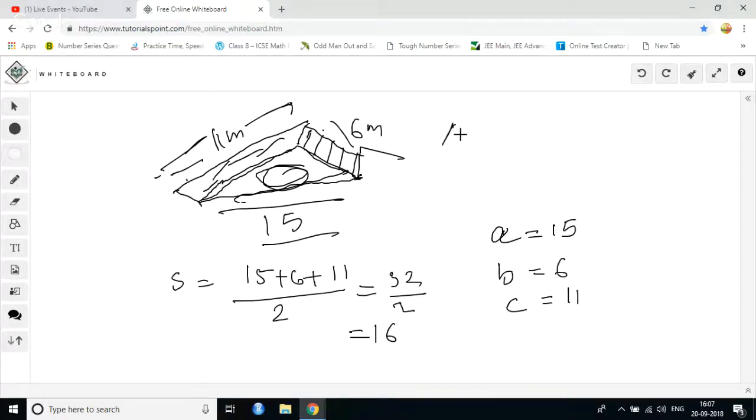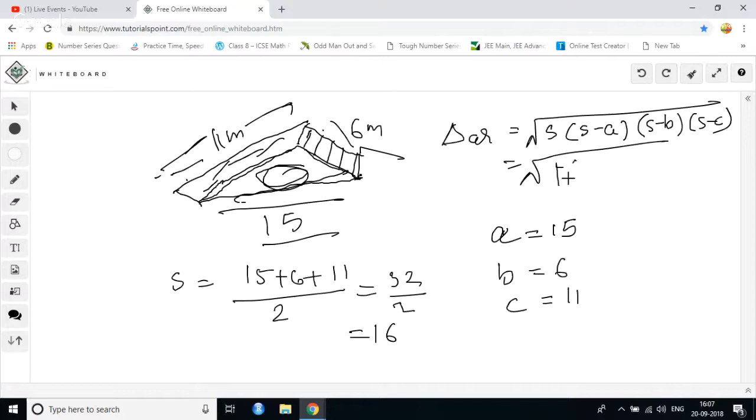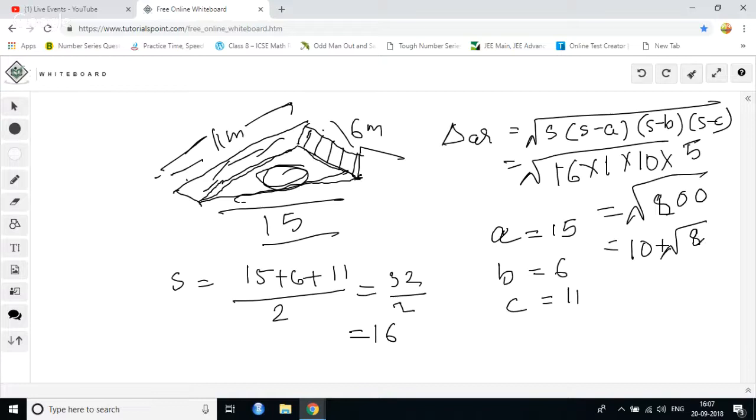So the area of the triangle would be under root S, S minus A, S minus B, S minus C. So S is how much? 16. So 16 multiplied by S minus A, 16 minus 15 is 1. S minus B, 16 minus 6 is 10. S minus C, 16 minus 11 is 5. So how much does it come out to be? 800. So the area would be under root 800. How much is it? 10 root 8. And 10 root 8, you can take 2 common also and write it as 20 root 2. In this question, the length of the wall was the length of the side.